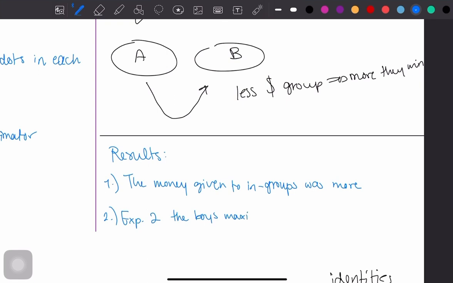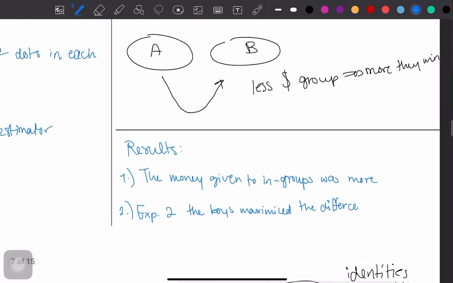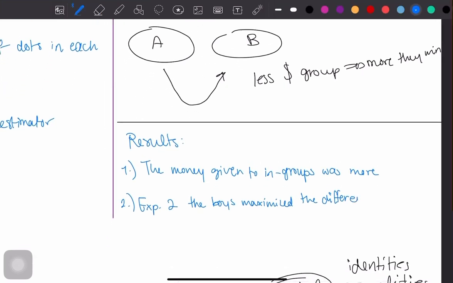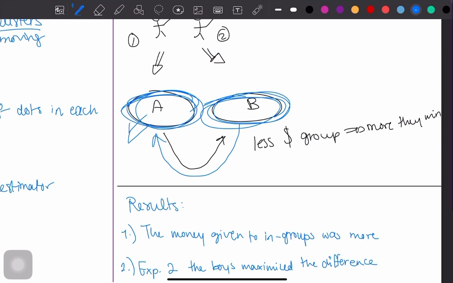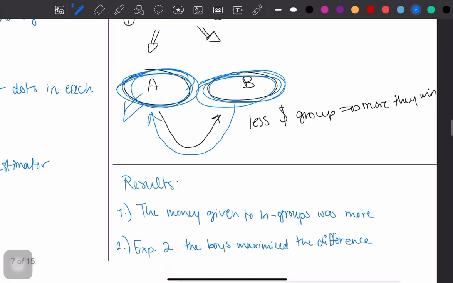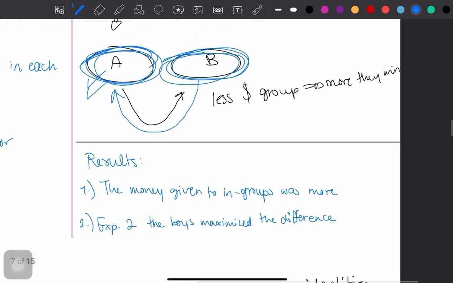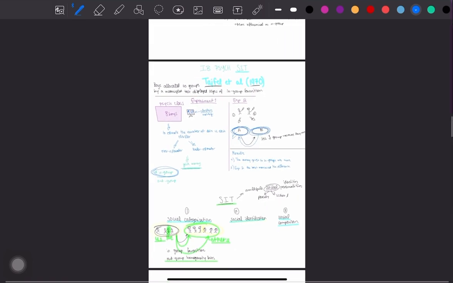Our second result was that in experiment number 2, the boys maximized the difference. Because remember, if they give group B more, group A will win more. If group B gives group A more, group B will win more. So from that logic, they still paid the other group more so they could win. So that's just in-group bias. And yeah. If you have any questions, let me know.